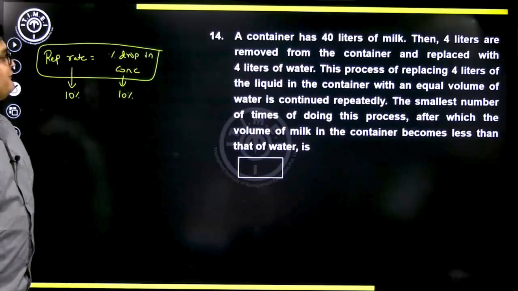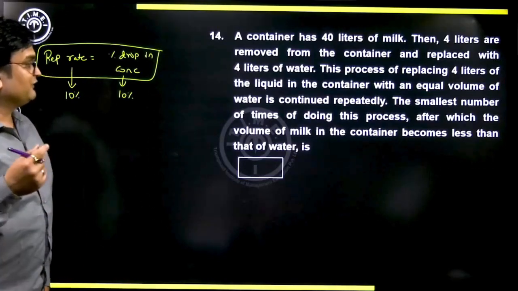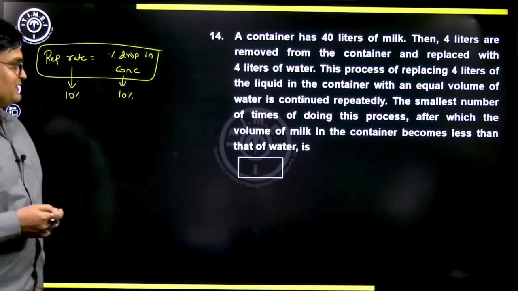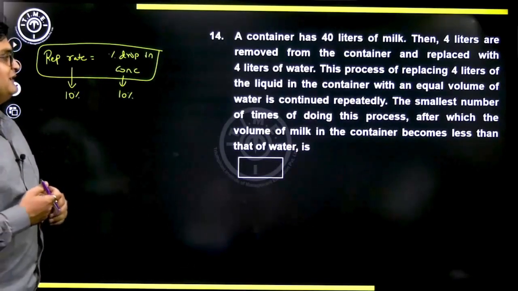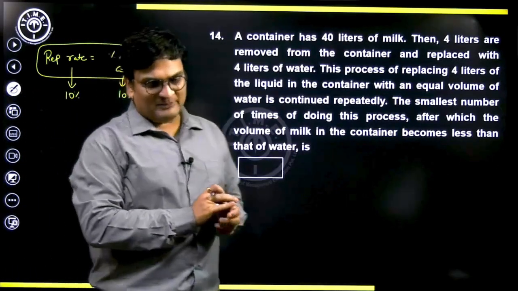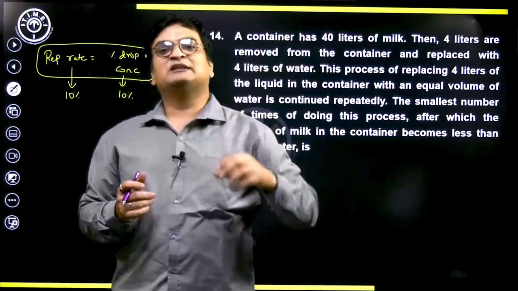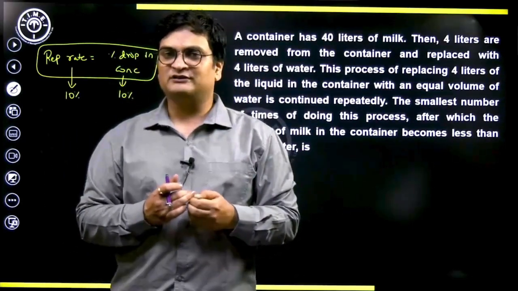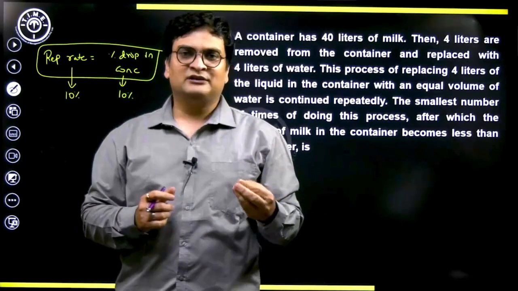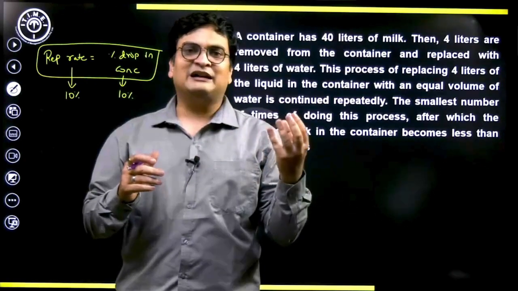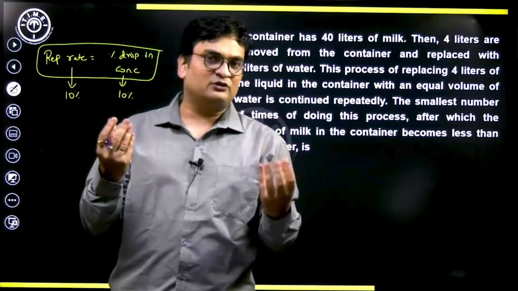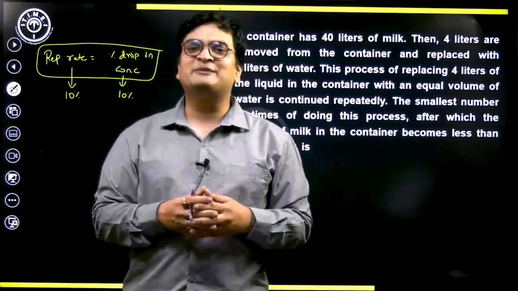This process of replacing 4 liters of liquid in the container with an equal volume of water is continued repeatedly. The smallest number of times of doing this process, after which the volume of milk in the container becomes less than that of water. See, he's asking us the minimum number of times that I need to repeat this process so that the volume of milk becomes less than the volume of water. That indirectly means the concentration of milk should become less than 50%. Because if concentration is 50%, that means half of the solution is milk, half of it is water. They are equal. But I want milk to drop below this half. So concentration should go below 50%, isn't it?